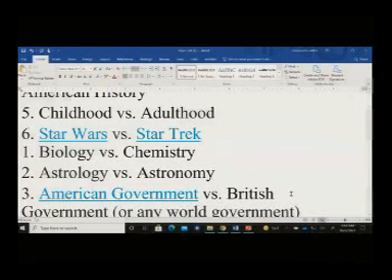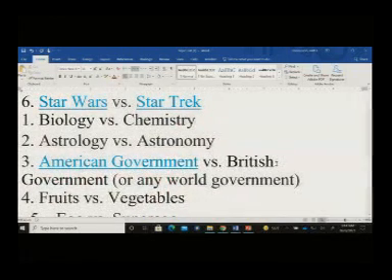I like that. The American government versus the British government. If you're taking government, that would be an option. It would help you with it. Guess what? You can't do fruits versus vegetables. Okay, I don't really want to read about oranges and apples and lemons and cauliflower and leeks and things. I really don't want to read that one, so that's a no, okay?